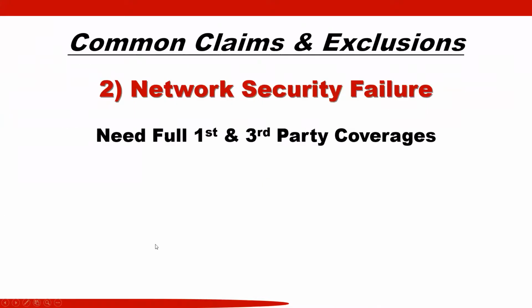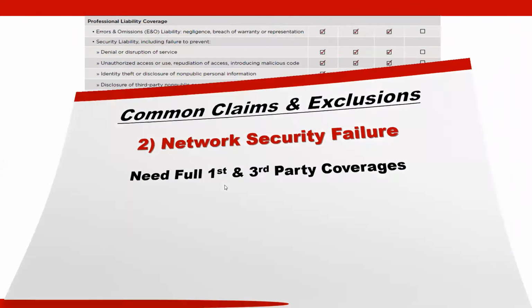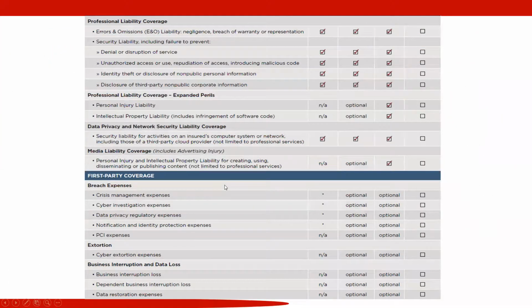The second thing is making sure that, in the event you have a network security failure, you have full first and third party cyber coverages. So what do I mean by first and third? This is an example of another client that came to us and said, hey, we've got E&O insurance and cyber E&O insurance. If you look at it, there were three policy forms, three coverages to pick from. The first one is here, the second column's here, and the third column's here.